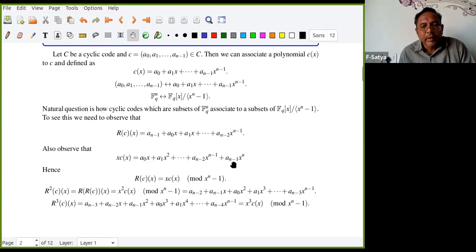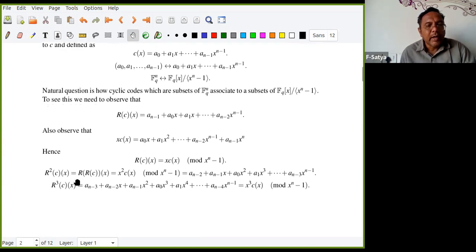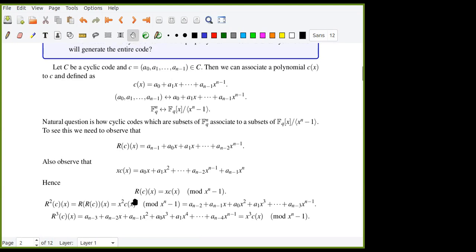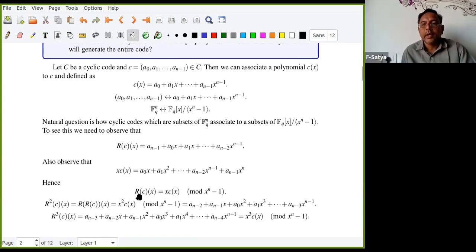So that is exactly this, right? x into c of x is this polynomial. I wrote a_{n-1} x^n, but when I take the quotient with x^n minus 1, now R C of x equals x into c of x. So are you able to see now R squared of c? That is R of R of c. Since I take a codeword c and shift it, and again shift it, you know what is going to happen. That is nothing but x squared into c of x mod x^n minus 1. Are you able to see that? I hope I am very clear till now to all of you.